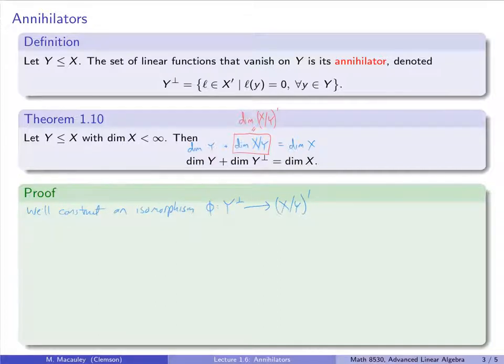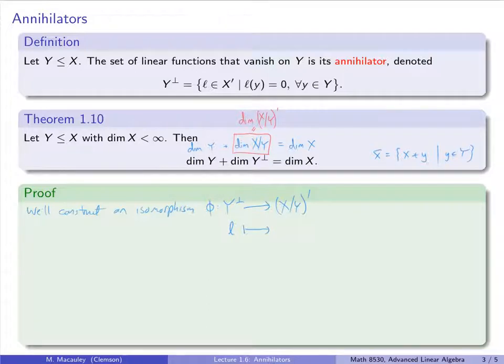So let's think about how to define that. Y perp consists of all linear functions that vanish on Y. So little l is one of these guys. And where does that get sent? It has to get sent to some linear function on X mod Y. So it's a function defined on equivalence classes of X. Remember, x bar is the set of all x plus y, where y is in Y. So this is an equivalence class.